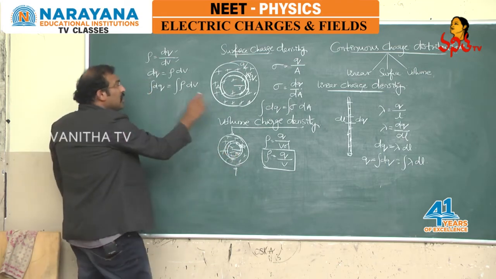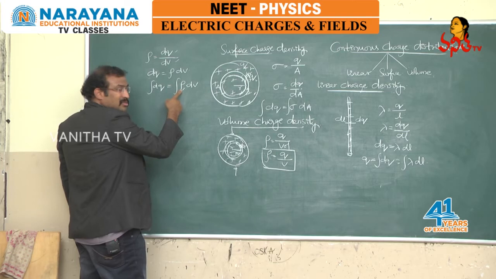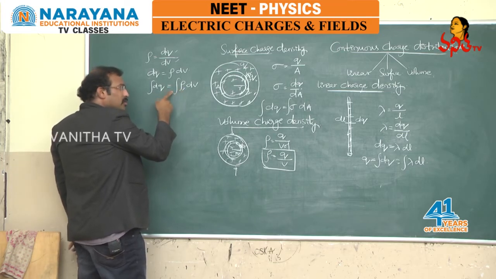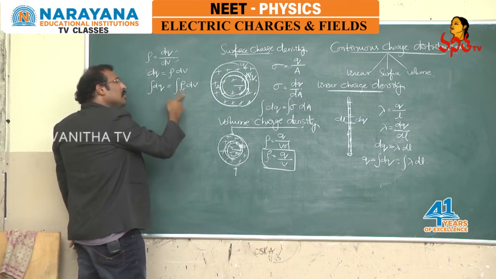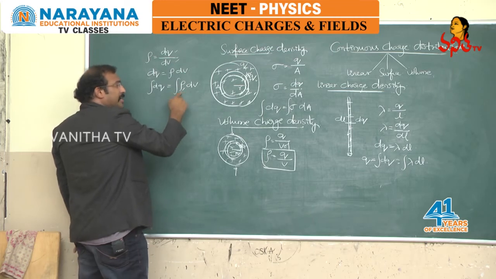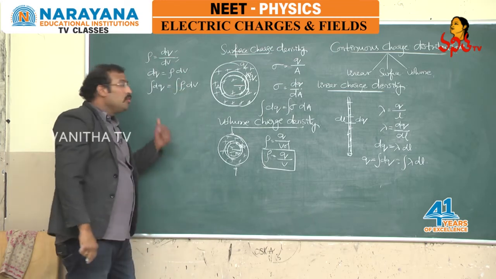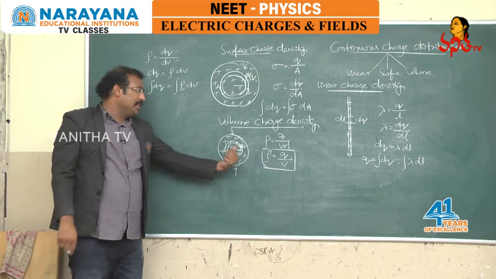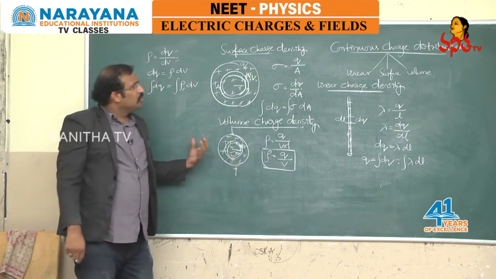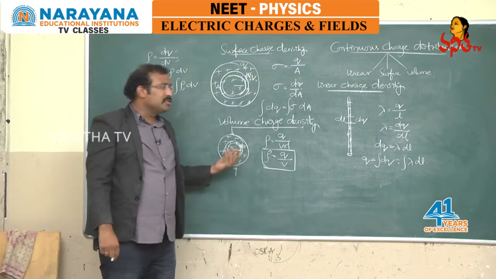Now if the charge density is constant, you can bring it out. If it is variable, keep it inside the integration and integrate with the limits, so that you can get the total charge present on the sphere. So these are the three types of charge densities that we have.